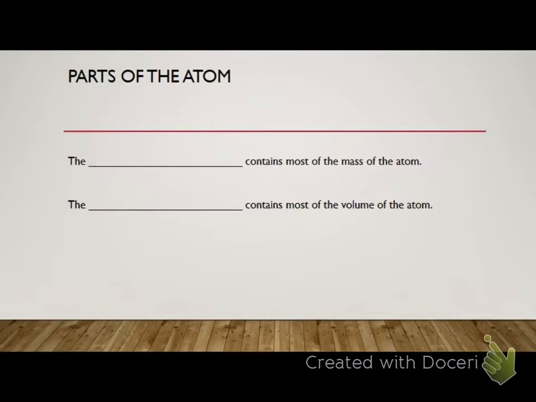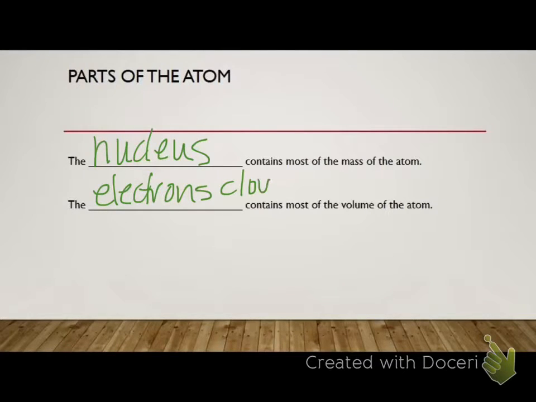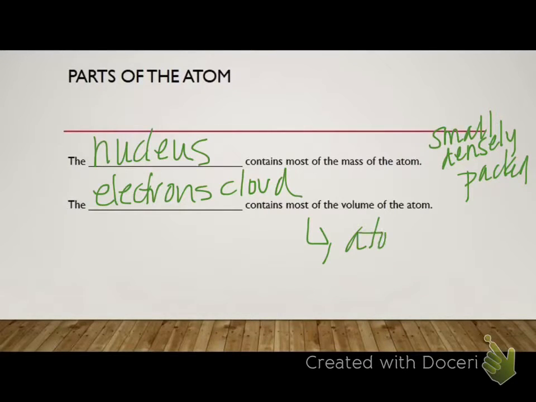When we're talking about the two parts of the atom, the nucleus contains most of the mass, but the electron cloud contains most of the volume. So remember, the electron is spinning around very, very fast, and it's taking up most of the volume, but the nucleus is small and densely packed, and that's where most of the mass comes from. It's small and densely packed, and the atom is mostly empty space.